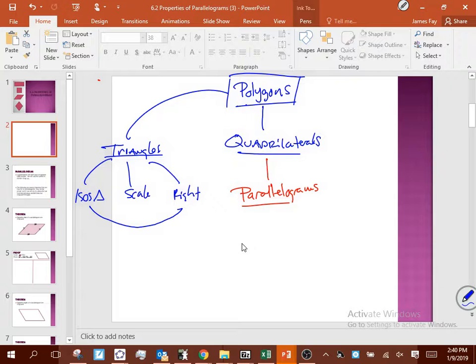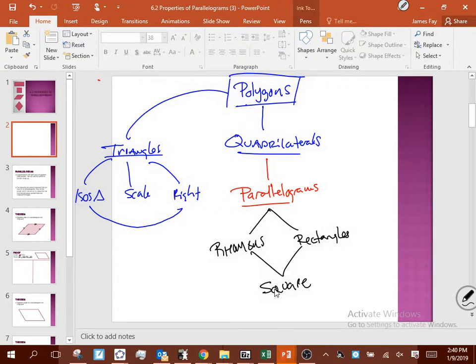But there are also some features of parallelograms that distinguish them and make them a little bit more special. There's a feature that makes them a rhombus. There's a feature that makes parallelograms rectangles. Those two features working together at the same time get us squares.